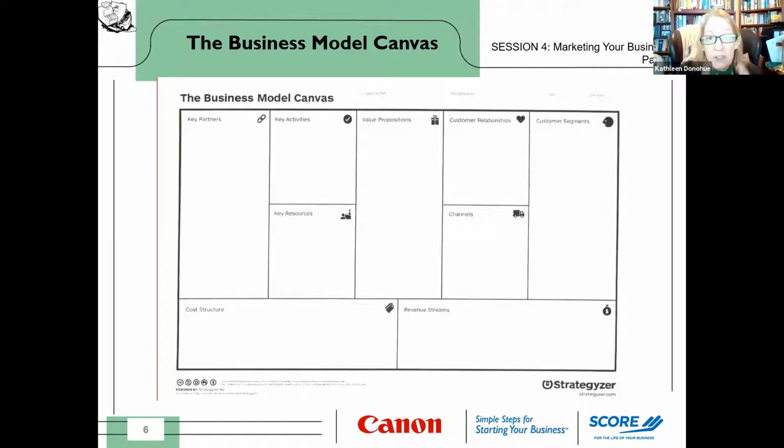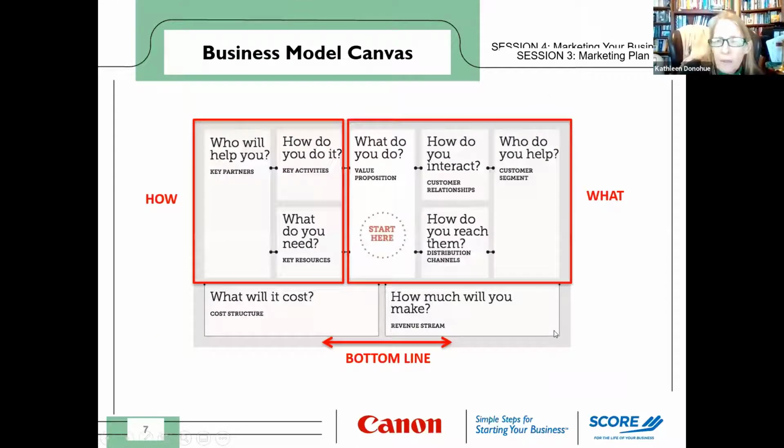Well, in this case, we're going to start in the middle, which is to say, what is it that we're offering with our business? And then we can move over to the right and talk about to whom are we offering it and how, and then we can move to the left and say, what do I need in order to do that? And then on the bottom, we're also going to talk about what we intend to earn and what we need to financially support the business. Any questions?